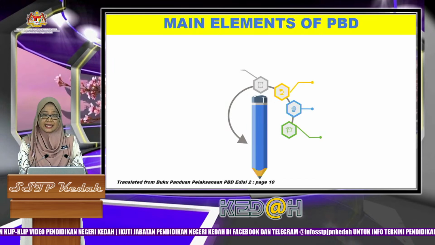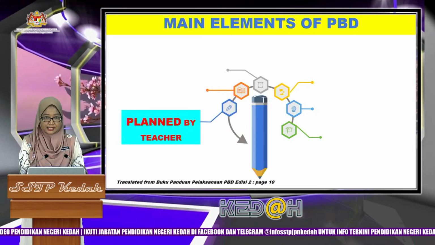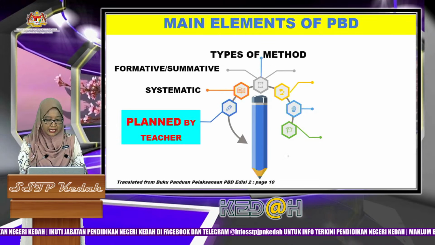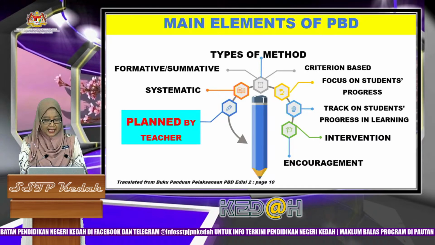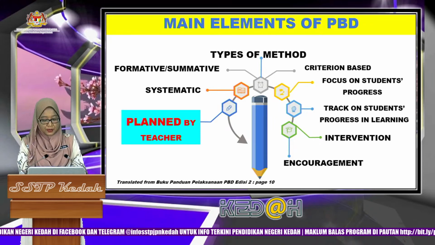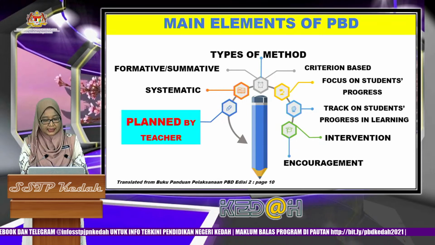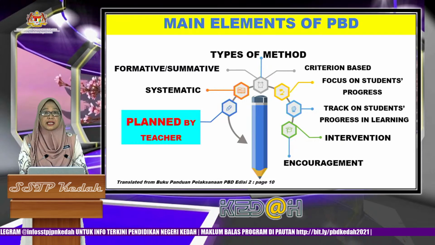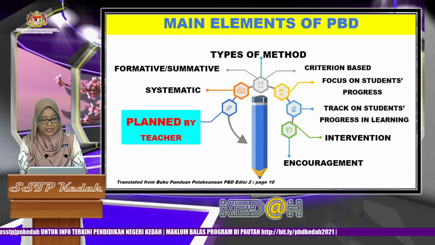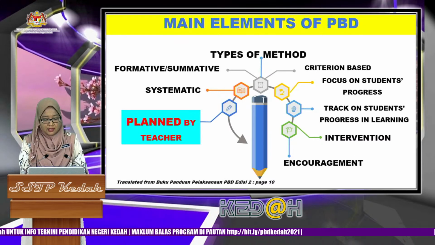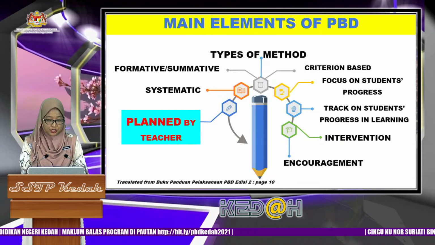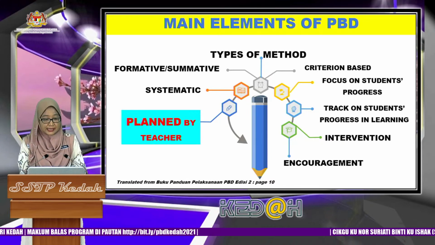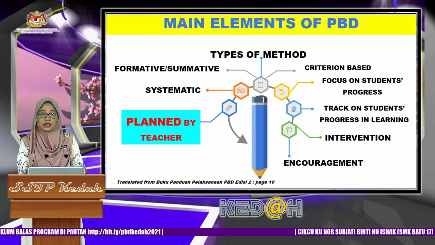Okay, there are 9 elements of classroom assessment. The first one is that classroom assessment should be planned by the teacher. You know your pupils better than anyone else, right? So you are the most right person to do the planning. Next, it should be systematic. It is important that you refer to the manual of classroom assessment so that you have a better understanding of how it should be. Next is formative and summative assessment, just like what I've explained to you earlier.